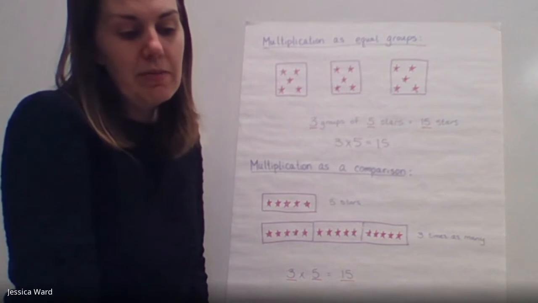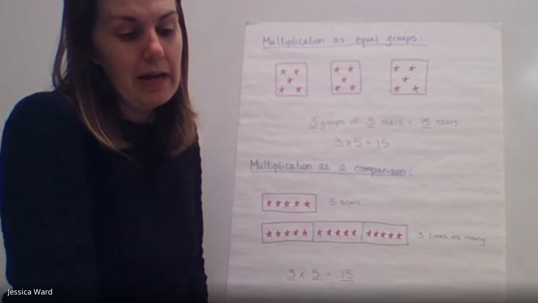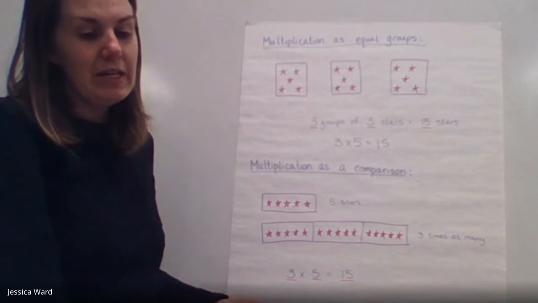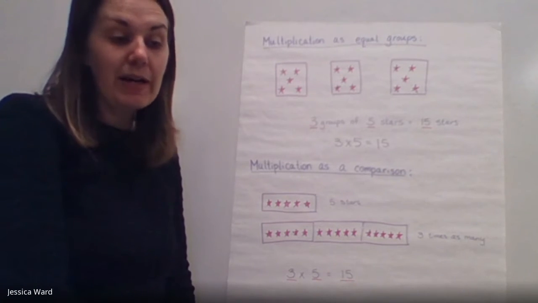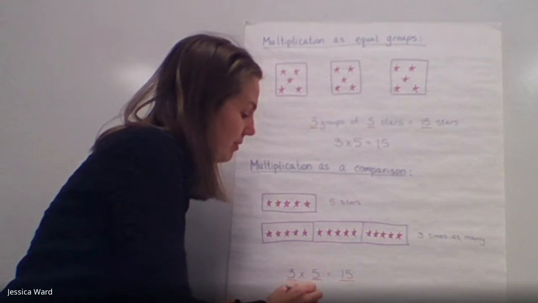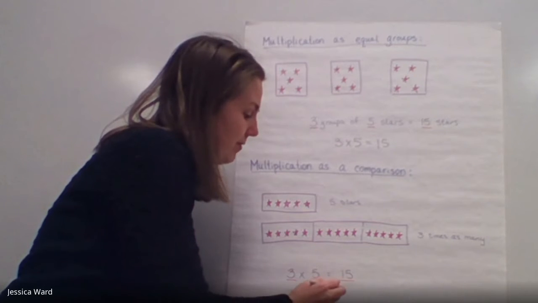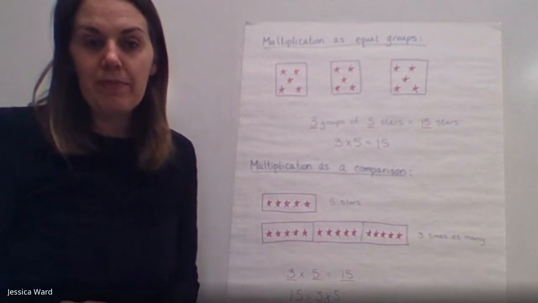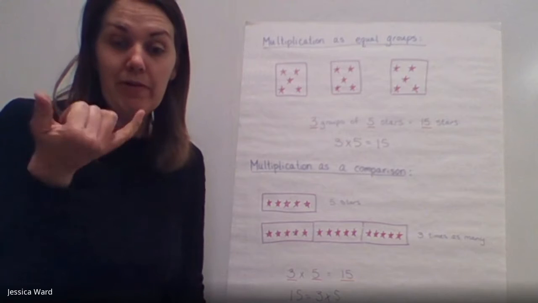B says use the model to complete the sentence and the multiplication equation. So 15 is 3 times as many as 5, or 15 equals 3 times 5, or 5 times 3, because order doesn't matter when we multiply, right?